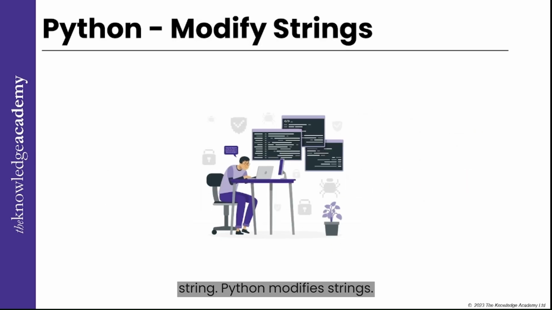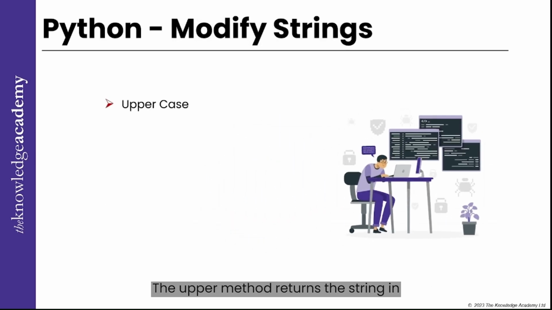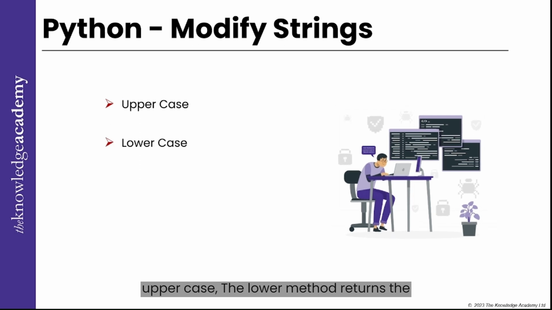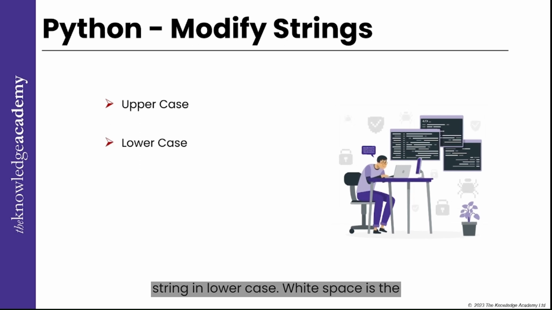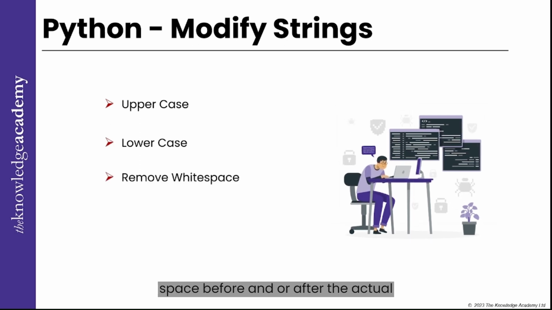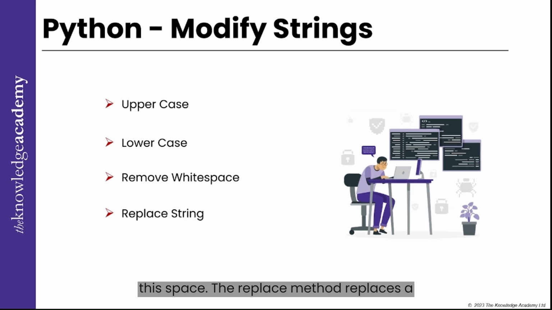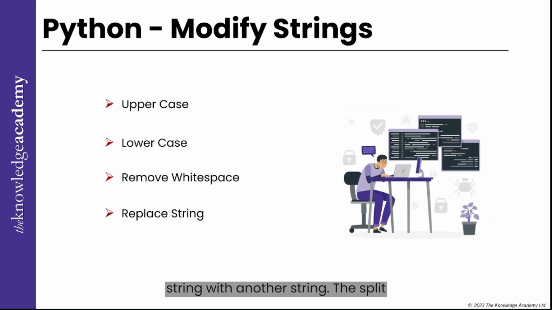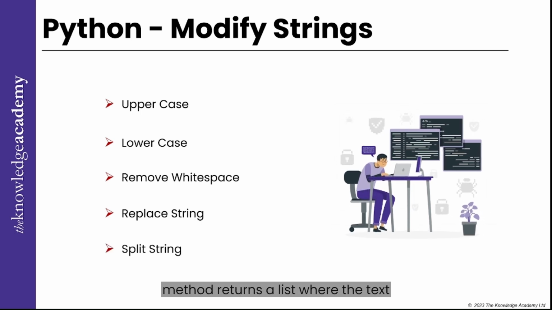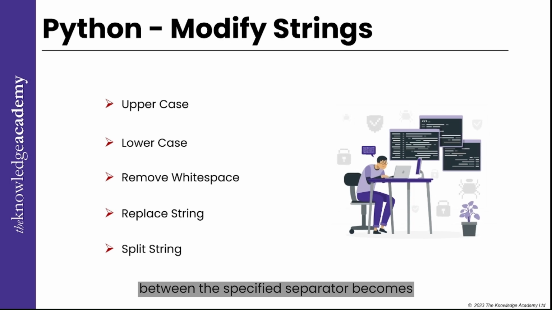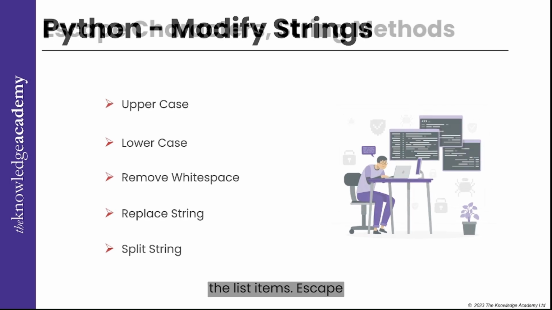Python modifies strings. The upper method returns the string in uppercase. The lower method returns the string in lowercase. White space is the space before and or after the actual text, and very often you want to remove this space. The replace method replaces a string with another string. The split method returns a list where the text between the specified separator becomes the list items.